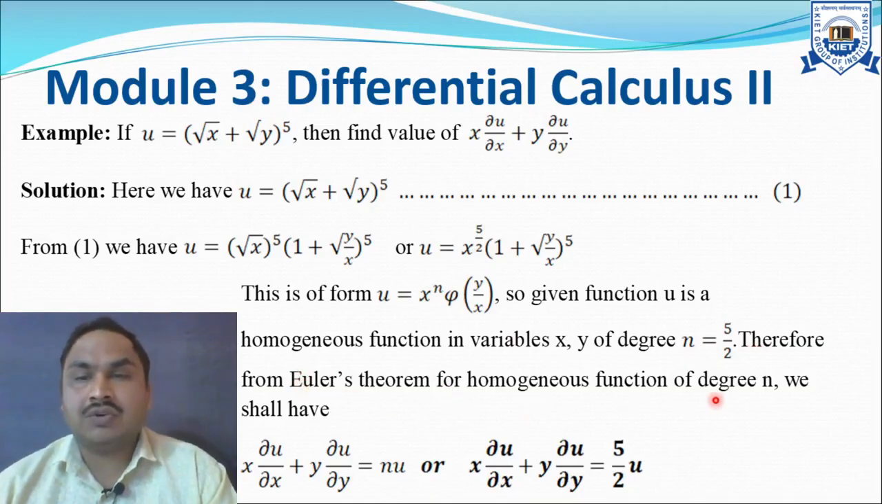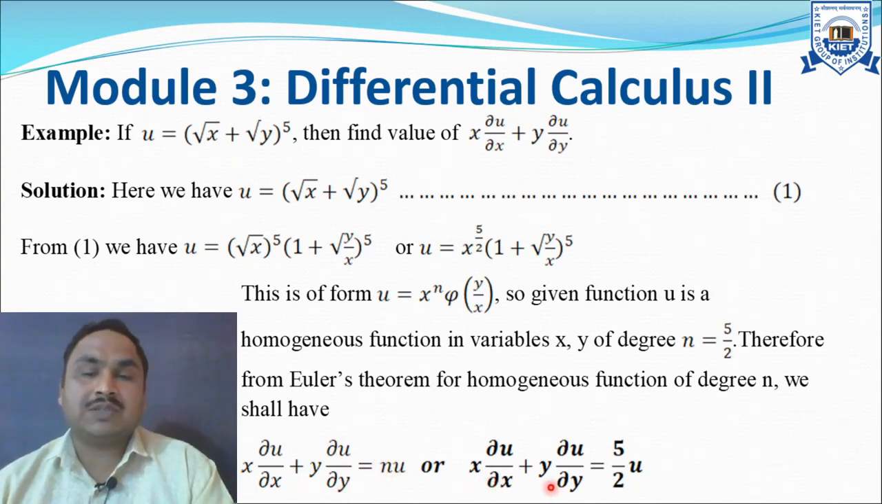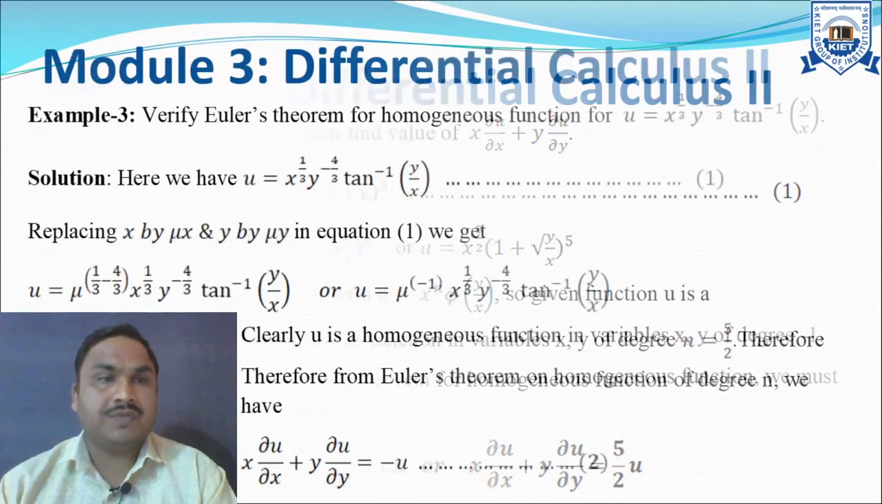Therefore, by Euler's theorem for a homogeneous function of degree n, we shall have x del u by del x plus y del u by del y equals n times u. Here n is 5 by 2. Putting the value of n, we get x del u by del x plus y del u by del y equals 5 by 2 u.